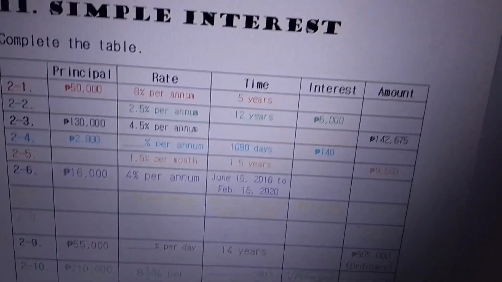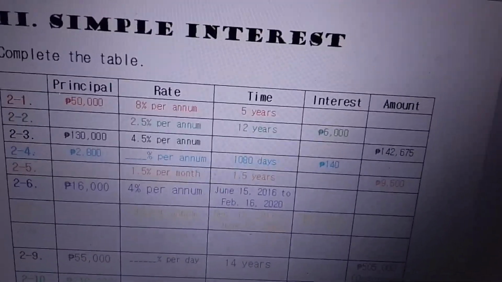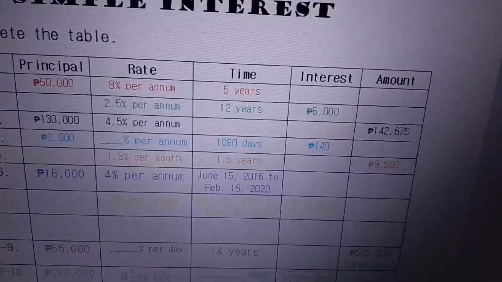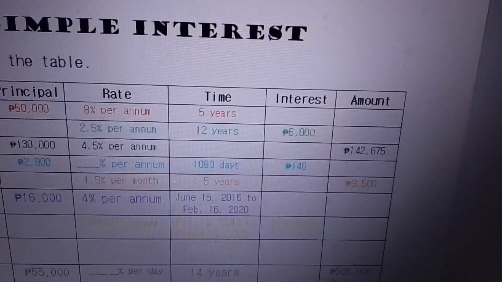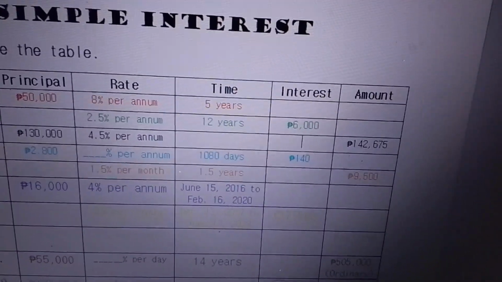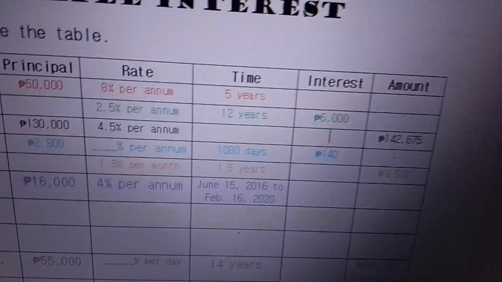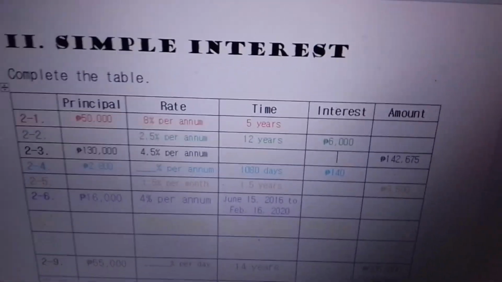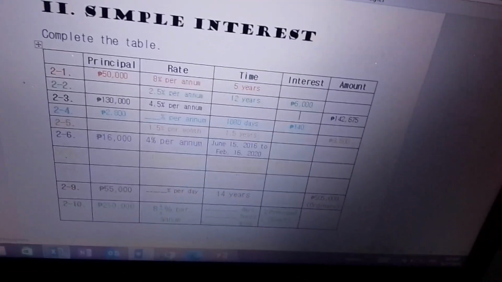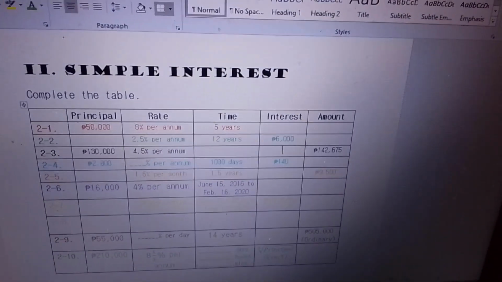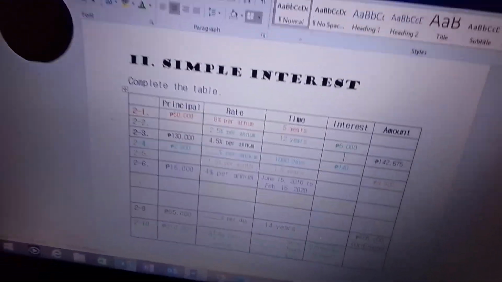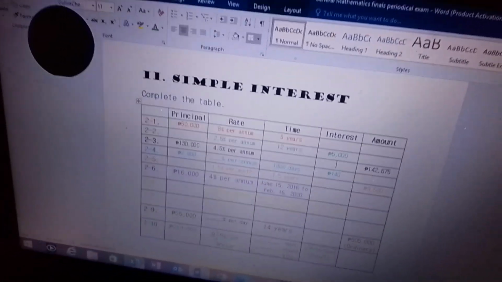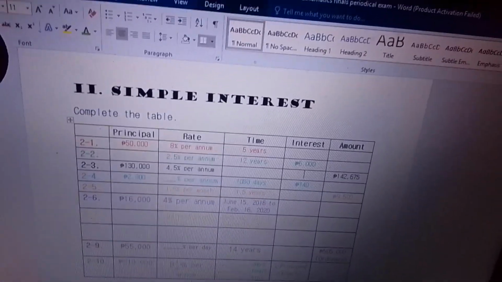The rate is 1.5% per month and the time is 1.5 years. Pero we need to convert our time units first to ensure that they are the same. So, do I remember, our time is in years, pero our rate is in months. So, what we do about that? No problemo. Because the thing that we're going to do is to apply conversion. Diba? So, how do we convert?